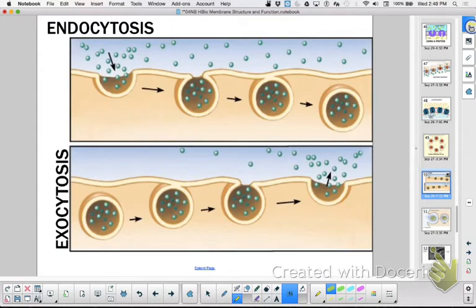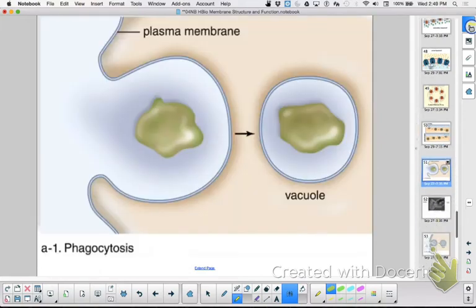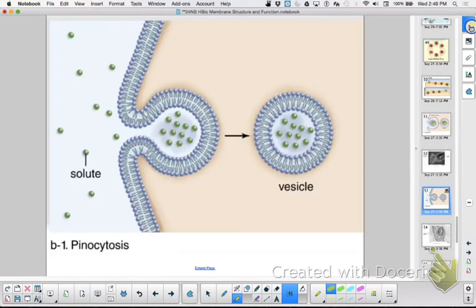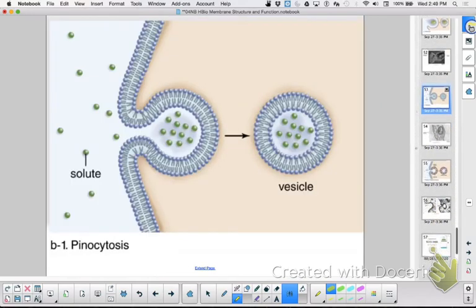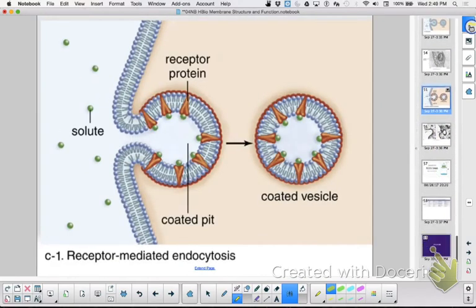If it ends with it being inside, it's endocytosis, right? What's your ending spot? Oh, I'm inside. It must have been endocytosis. What's your ending spot? Oh, I'm leaving. Must be exocytosis. Look where it's ending up. Okay, so this right here is what again? Phagocytosis, cellular eating, cellular drinking, and then this was receptor-mediated endocytosis.